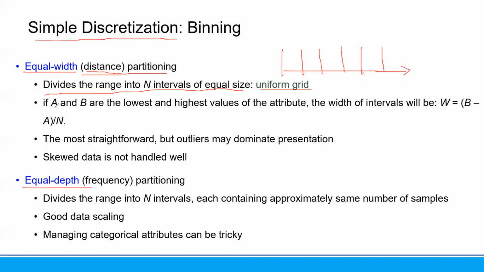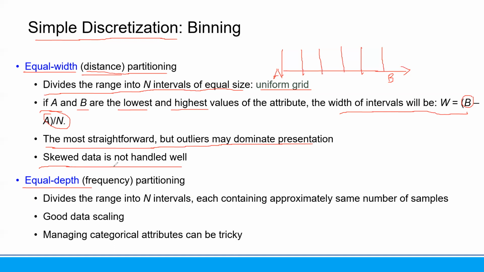In order to do this equal width, we have A and B, which are the lowest and the highest value. Let's say this is A, the lowest, and B is the highest. So the width of the interval will be W equals (B minus A) divided by N. It is the most straightforward, but outliers may dominate the presentation. In this case, skewed data is not handled well.